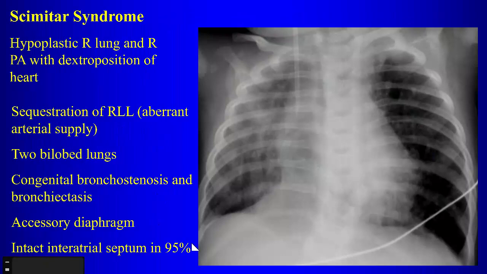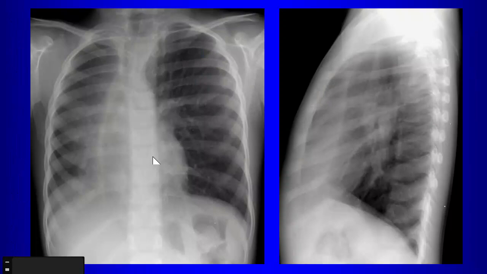This case does have a smaller right lung, so this is commonly associated with a small hypoplastic right lung. Other findings can be associated with sequestration, bronchial anomalies, accessory diaphragms. Interestingly, most of these patients will have an intact atrial septum. 95% have an intact atrial septum, so not a very strong relationship with atrial septal defect, so scimitar syndrome.